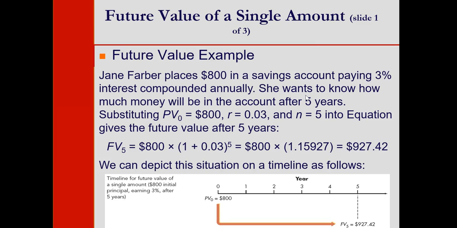So again we have our inputs. N is 5, interest rate is 3%, present value is $800. Payment, in this situation there is nothing in the middle, so payment would be 0, and we can compute future value.